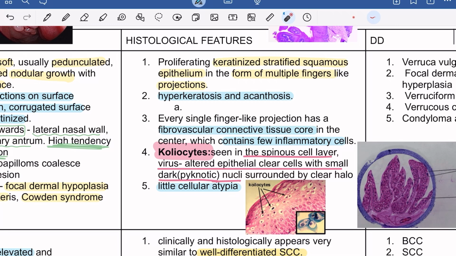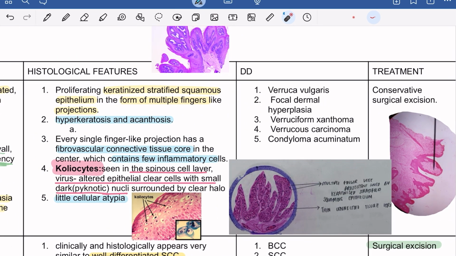Coming to the histological features, there is proliferation of the keratinized stratified squamous epithelium in the form of multiple finger-like projections. Hyperkeratosis and acanthosis can be seen. Every single finger-like projection has a fibrovascular connective tissue core which contains few inflammatory cells. Koilocytes are usually seen. These are the virus-altered epithelial clear cells with small pyknotic dark nuclei surrounded by a clear halo, usually seen in the spinous cell layer. It has less cellular atypia as well.